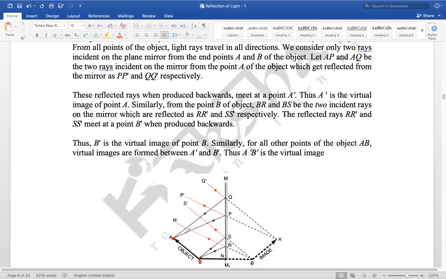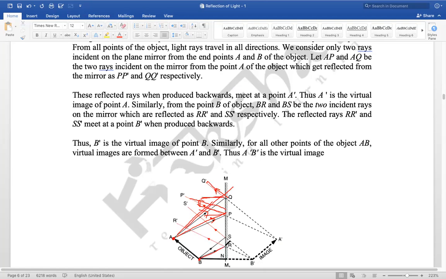लेट AP एंड AQ बी टू रेज इंसिडेंट. एक रे AP हो गया और दूसरा रे AQ हो गया. ठीक है. सेकेंड रे इज दिस AQ. Let AP and AQ be two rays incident on the mirror from the point A of the object, which gets reflected from the mirror as PP dash and QQ dash. तो यहाँ पे एक ये PP dash करके एक रिफ्लेक्टेड रे हो गया और दूसरा रिफ्लेक्टेड रे हो गया, ये हो गया QQ dash, राइट ना.